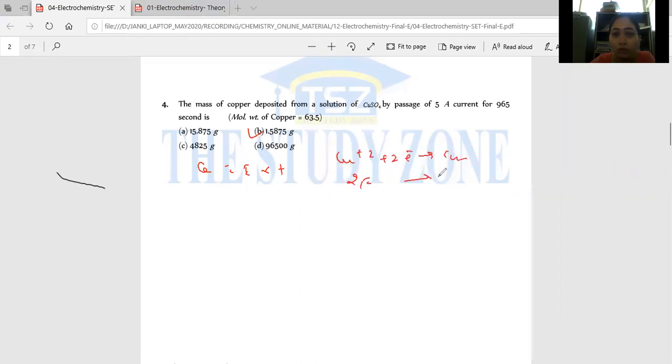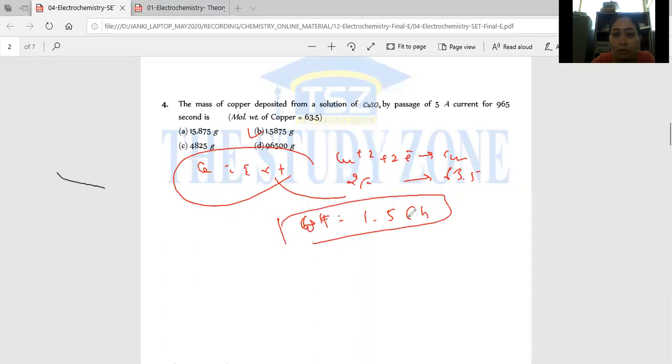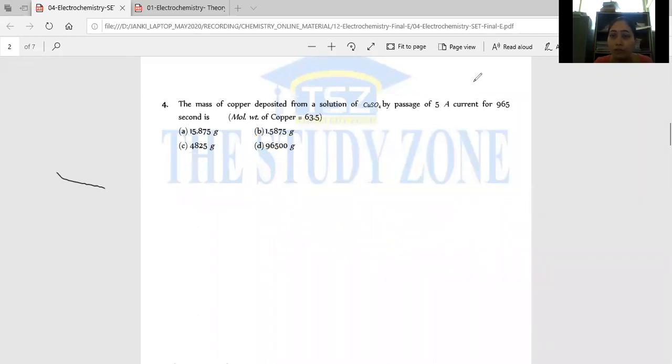So 2 Faraday gives 63.5. Convert this charge into Faraday, put it over here, and you get the weight. So the answer is 1.5 and your answer is B. So the weight of copper deposited is 1.5875 gram. Great. So this seems like the third one. Fine. Now let us continue with the next one.